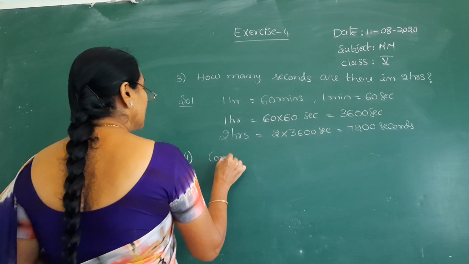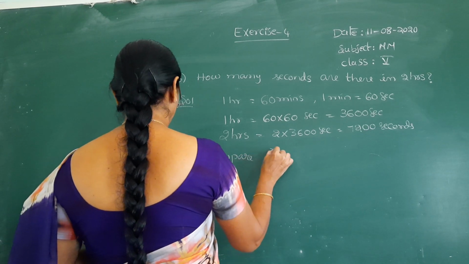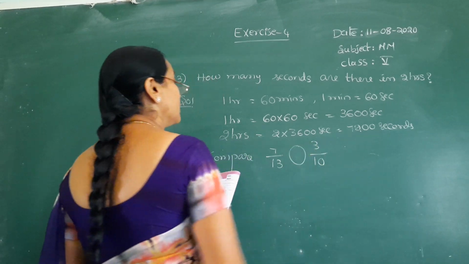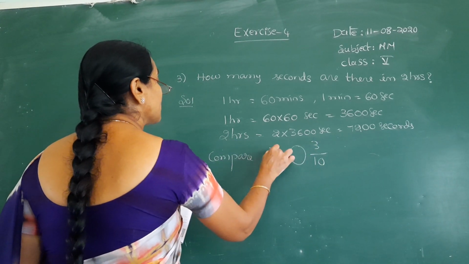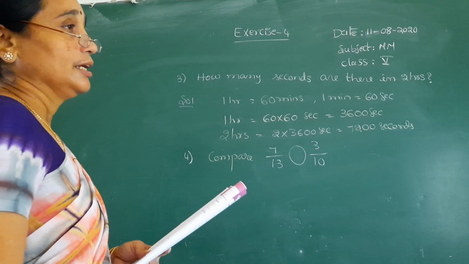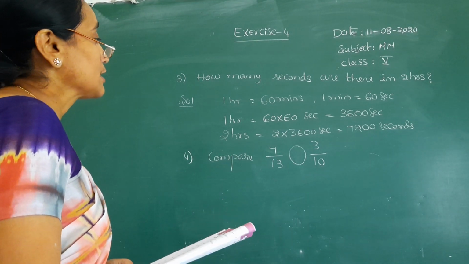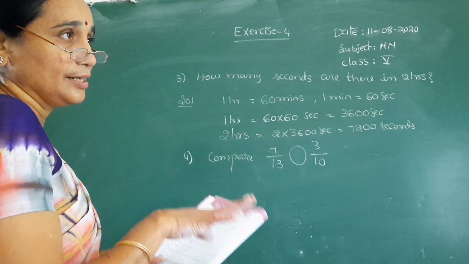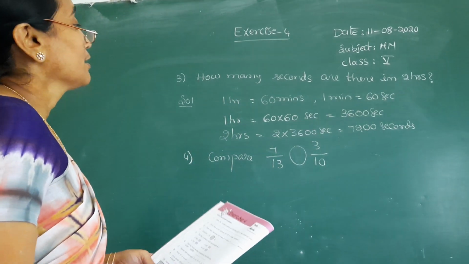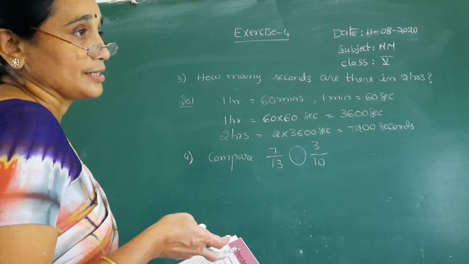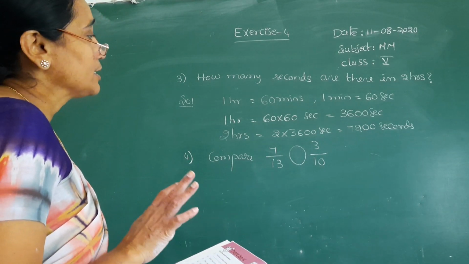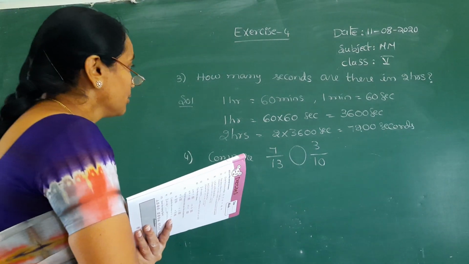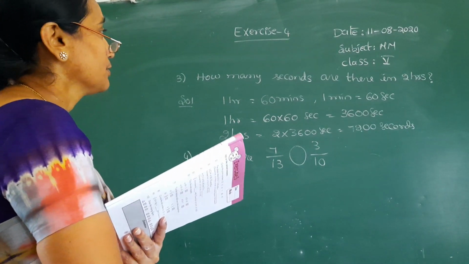See the fourth problem. Compare 7 by 13 and 3 by 10. You have to keep the lower sections in mind. Everything you have to remember. Okay? If you are not good in lower sections, you are not good in higher sections also. If you are excellent in lower sections, you are excellent in the higher sections also. Okay, so you have to read carefully. Don't waste your time.